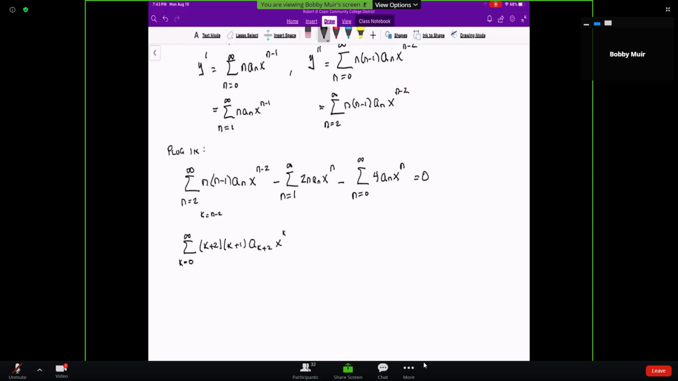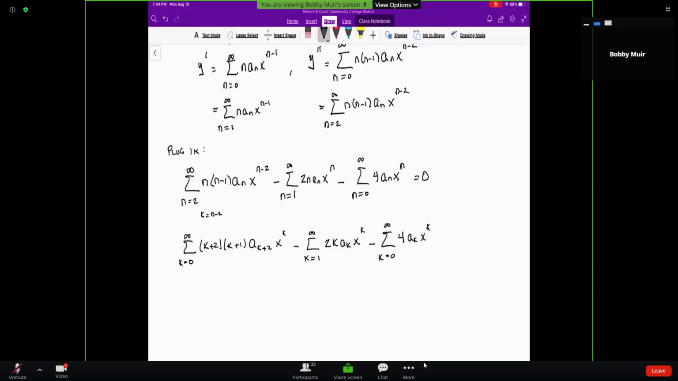Okay, and then this is going to be minus, I'll change this counter, k going from 1 to infinity, then it's going to be 2k ak x to the k, minus then k equaling 0 to infinity 4ak x to the k.